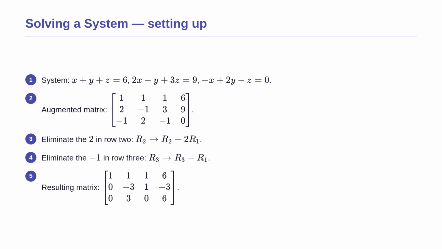First, we subtract 2 times the first row from the second row. Next, we add the first row to the third row. The entire first column below the pivot is now completely cleared out.